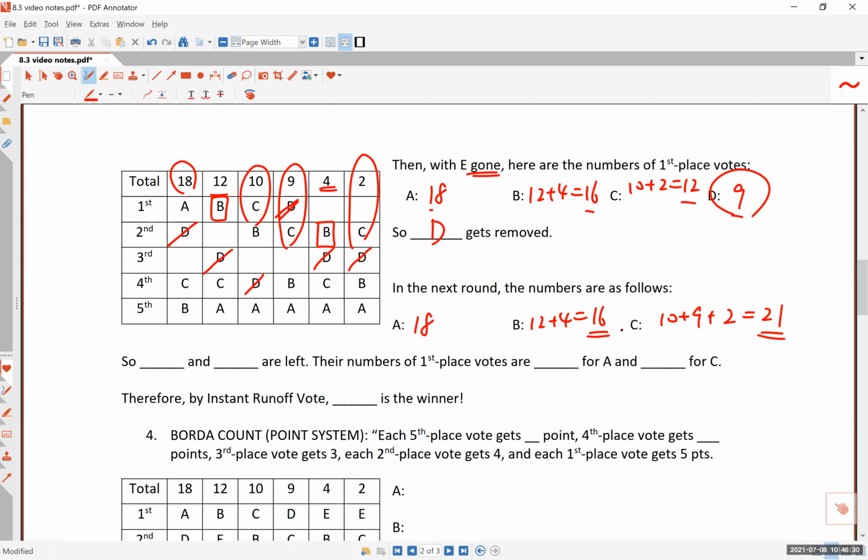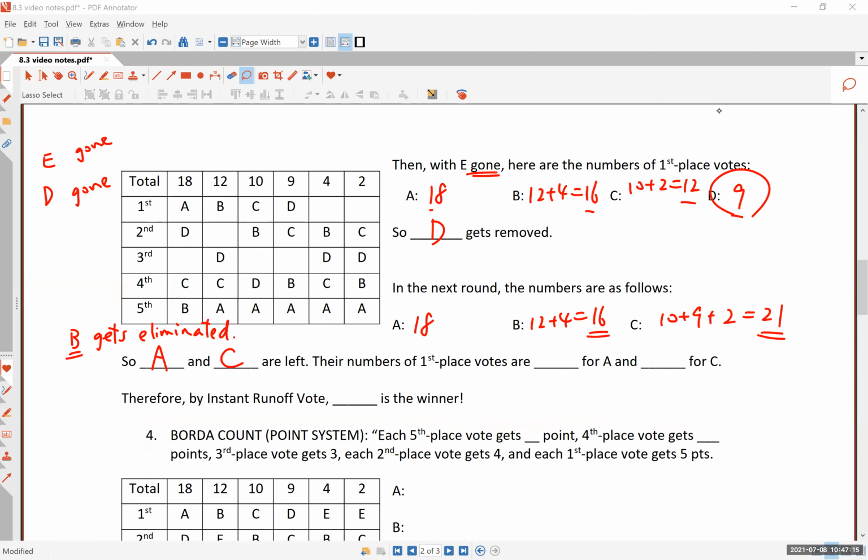All right, so let me go ahead and write that. B gets eliminated in the third round. Who is being eliminated so far? E got eliminated first, so E is gone. And then D gone. Now B gone. Okay, so who is left? A and C are the only ones left, right? So look at A and C. I'm going to reset and start again.